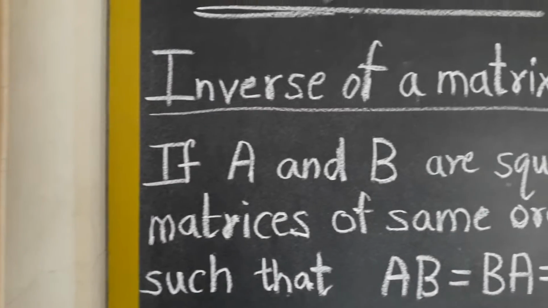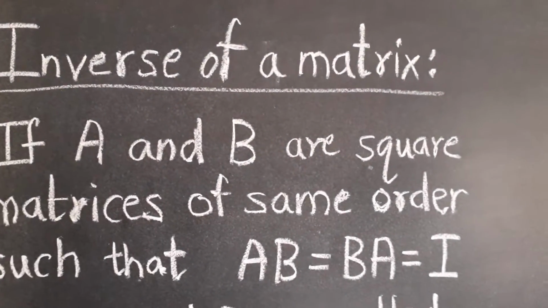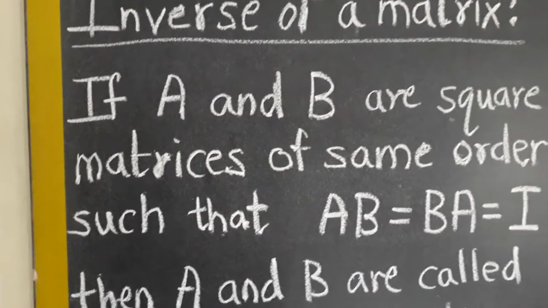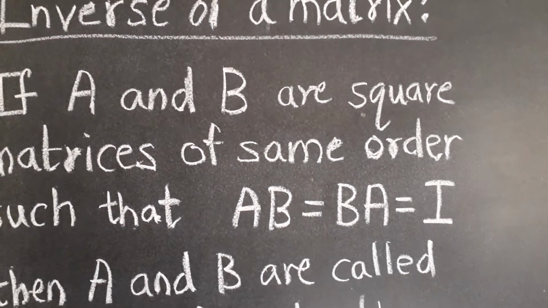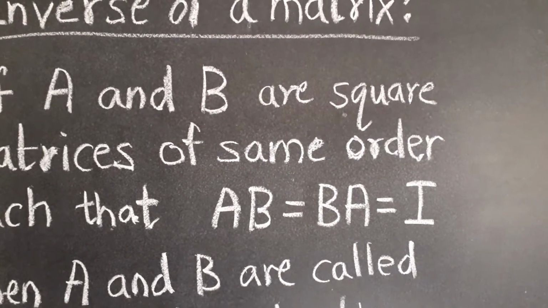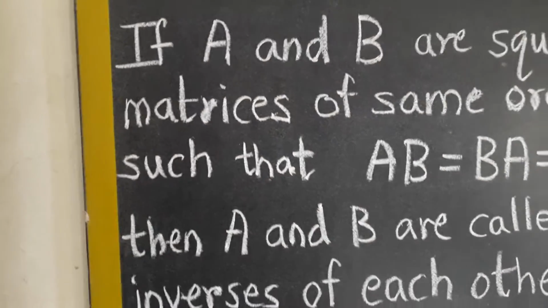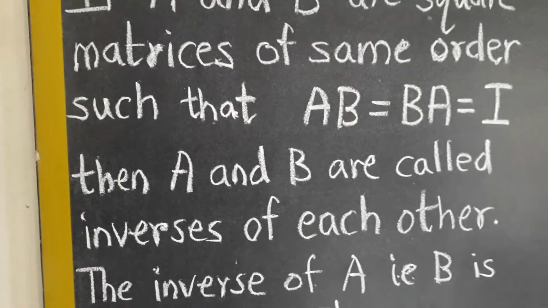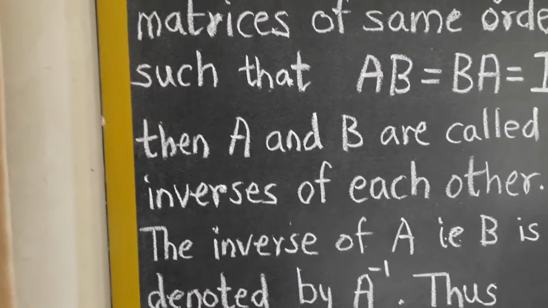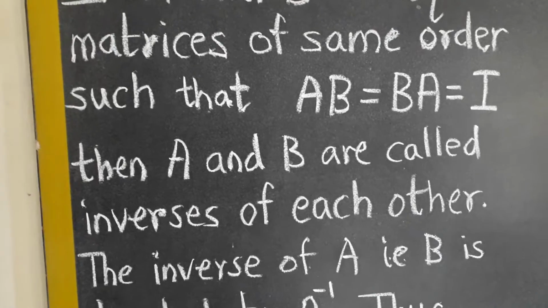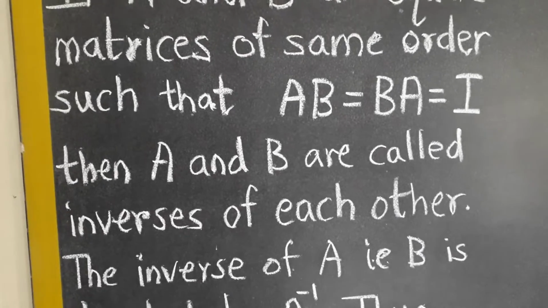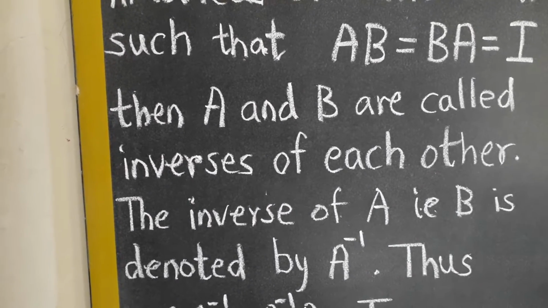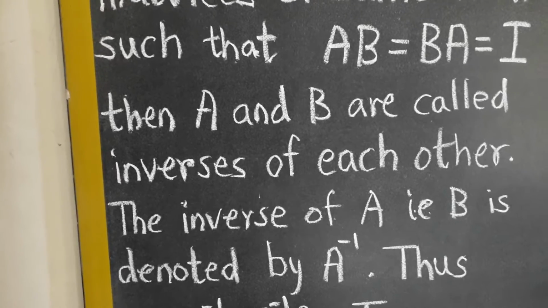If A and B are square matrices of the same order such that AB equals BA equals the identity matrix, then A and B are called inverses of each other. The inverse of A, which is B in this case, is denoted by A inverse. I am reading it as A inverse.